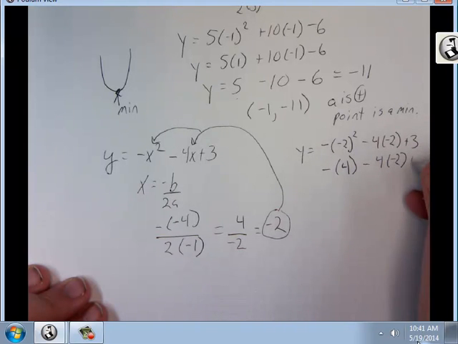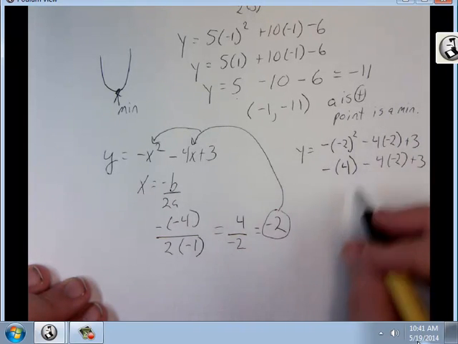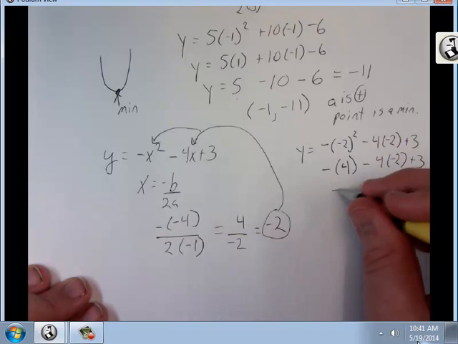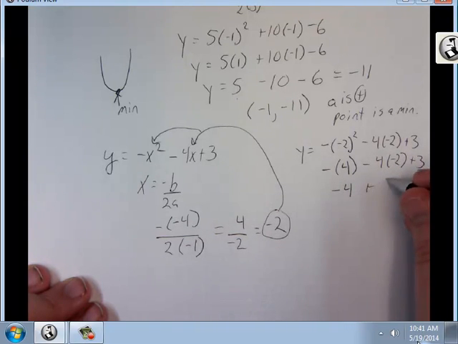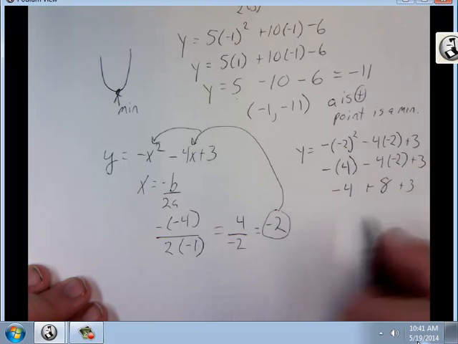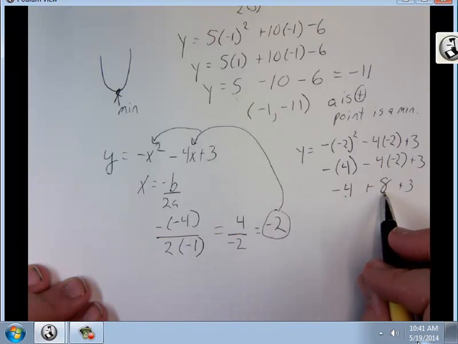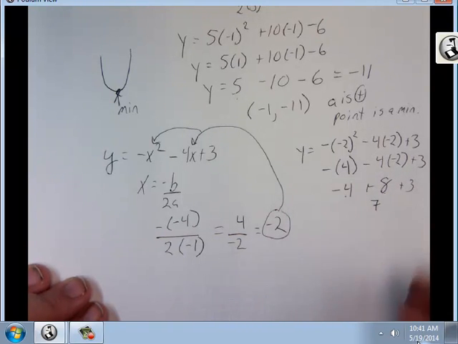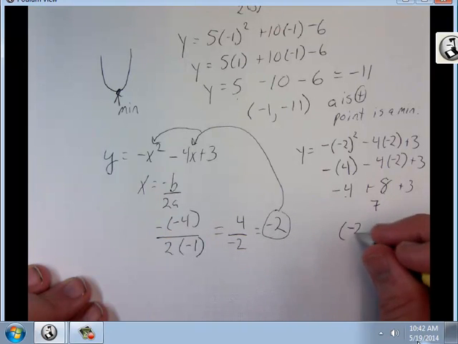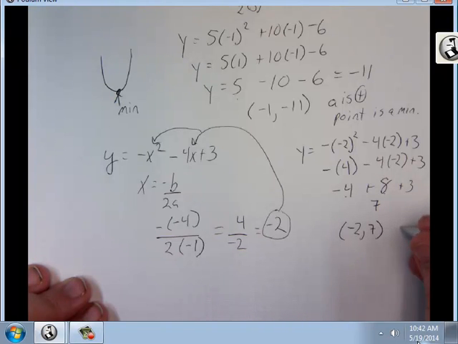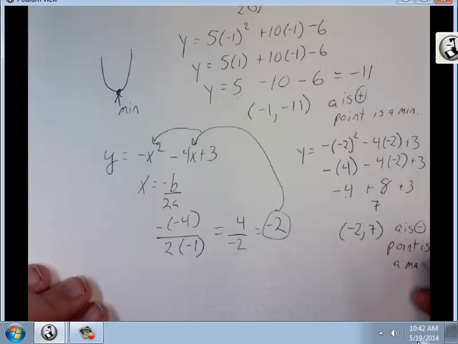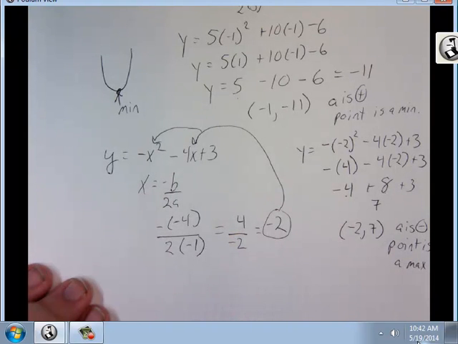Always remember your PEMDAS. So I have negative 4 plus 4 times 2 is 8 plus 3. Negative 4 plus 8 is 4 plus 3. I get 7. So my point here is negative 2 comma 7. And A is negative. Point is maximum. Because remember, the negative is going to look like this, and there's my point.